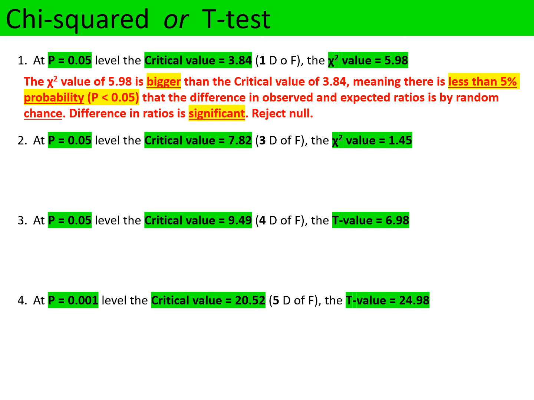Now, the way we write a p-value of less than 0.05 with a chi-squared test is that there's less than 5% probability that the difference in observed and expected ratios, or the observed frequencies versus the expected frequencies, is by random chance. That means the difference is not due to random chance, and therefore the difference between the observed frequencies and the expected frequencies is significant. And in that case, we would reject our null hypothesis.